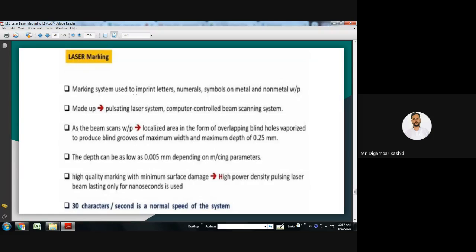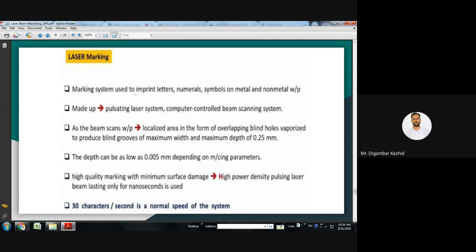The marking system is used to imprint letters, numerals or symbols on metal or non-metal workpieces. It uses pulsating lasers. You cannot do the marking operation with a continuous wave laser, because for marking we want the pulse. So pulsating lasers are used, and here we should not go for the continuous wave laser. Also, you need a computer controlled beam scanning system.